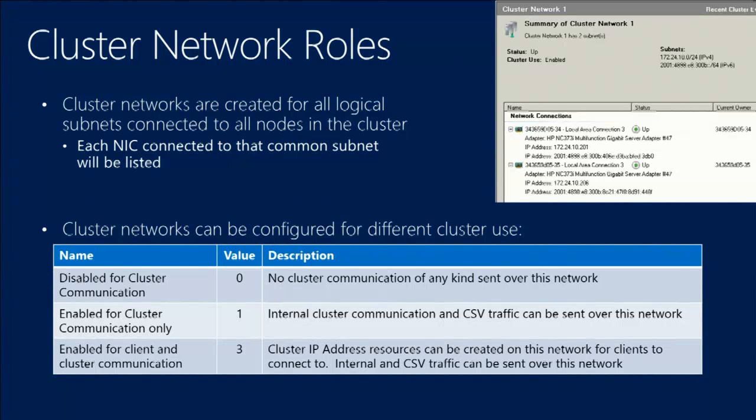A value of 1 indicates it's actually enabled for cluster communication only. It's not routable, or even if it's routable, if you set a manual configuration value of 1, cluster would use it only for infrastructure traffic. So this is mainly for your UI tools as well as your PowerShell, where it won't configure IP addresses on those networks for your client roles. And a value of 3 is actually enabled for both client as well as cluster communication.